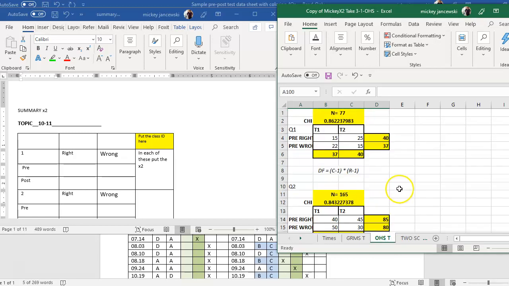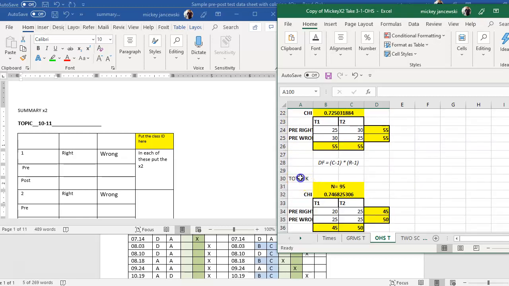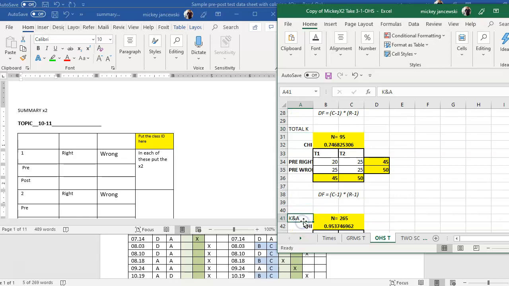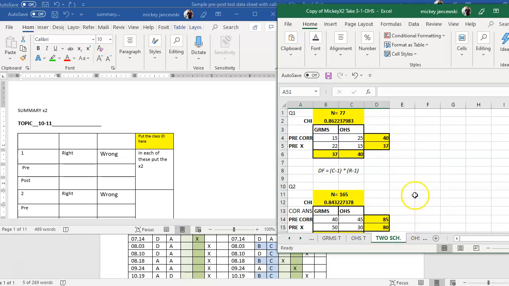You'll do the exact same procedure for Overly High School, looking at 2 teachers, question 1, 2, 3, total knowledge and attitude, and then with a different combination of teachers down here. Then I asked you to do the schools.